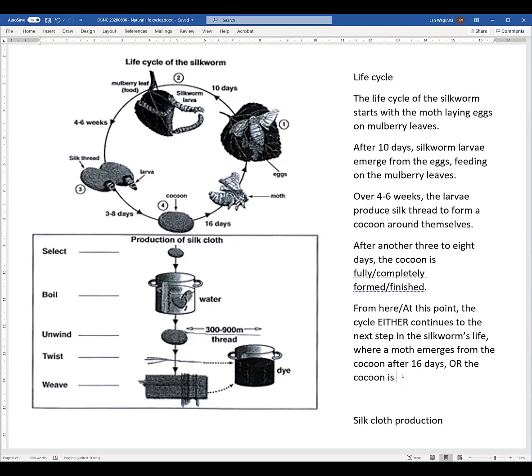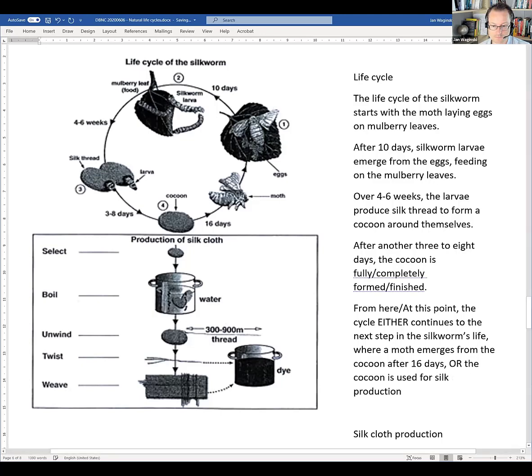Or the cocoon. Let's use a simple verb, used. Is used, okay, for silk production. Good. You can say, or the cocoon being selected for silk production.